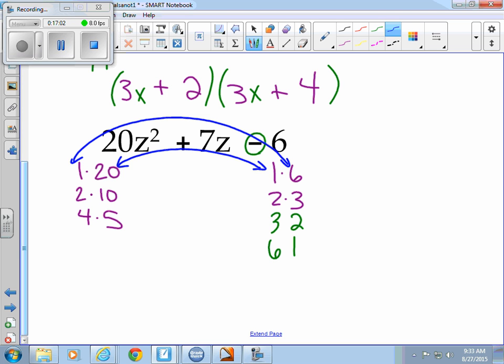So I have 20 and 6. Everyone know where the 20 and the 6 came from? 20 times 1 and 6 times 1. Do those subtract to give you 7? No, move on. You can go through the list however you want. I would be systematic about it. I would probably try the 20 and 1 with all of these, and then try the 2 and 10 with all of these, and then try the 4 and 5 with all of these.